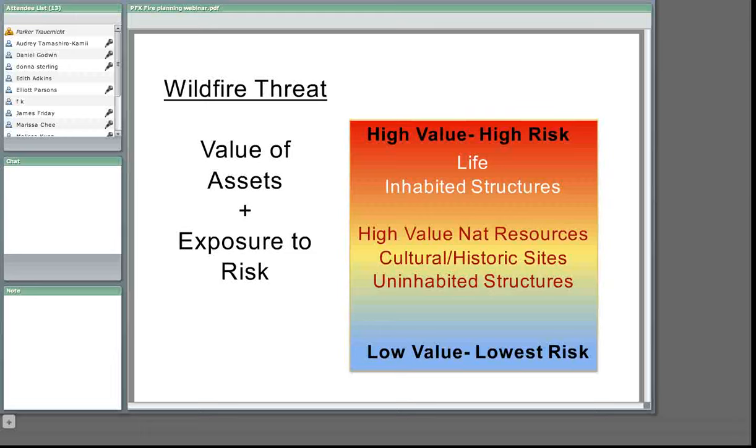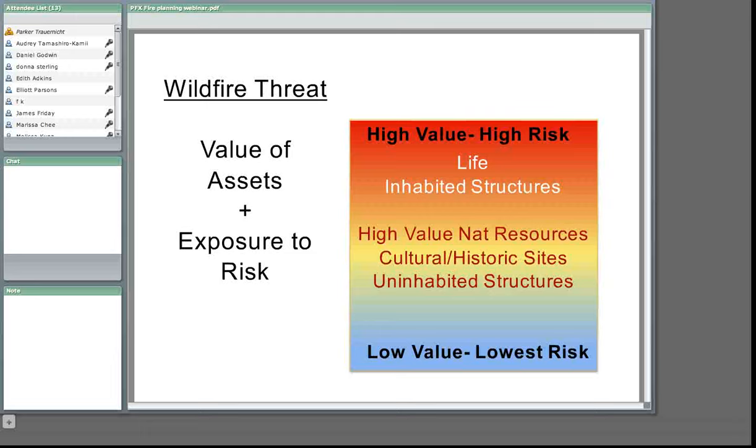And so the next part of this talk is really going to be moving into the components of a good pre-fire plan: as a land manager, the knowledge that I probably already possess about my area, and the kinds of things that I should be keeping in mind to integrate into it.